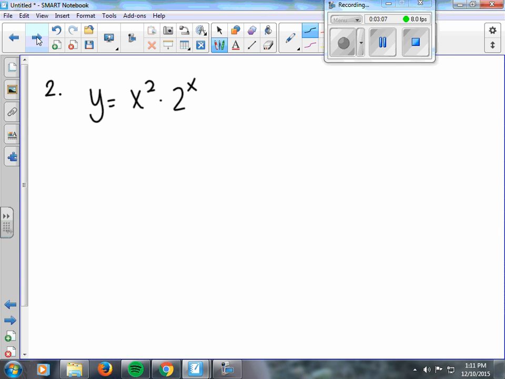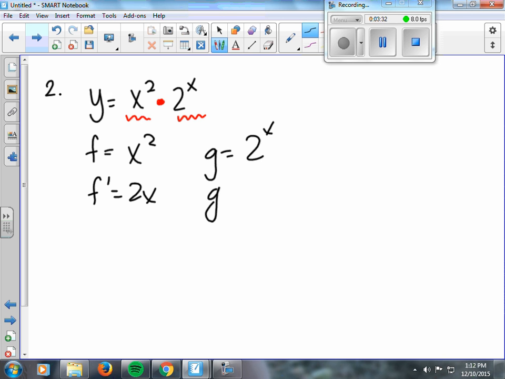Here's number 2. In number 2, I have a product. Notice that I have a times here, and if I look in the front, that has an x, and in the back, well, that has an x also. That's when I use the product rule, when I have two things multiplied together, both of whom are functions of x. So the first one is x squared, and that has the derivative of 2x. The second is 2 to the x, and that has a derivative of 2 to the x times the natural log of 2.